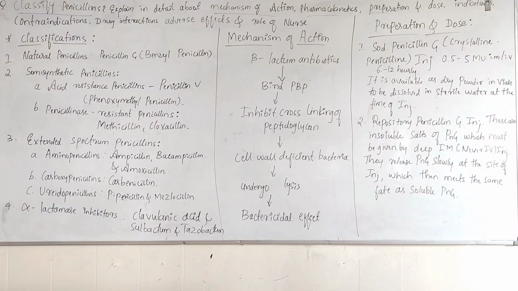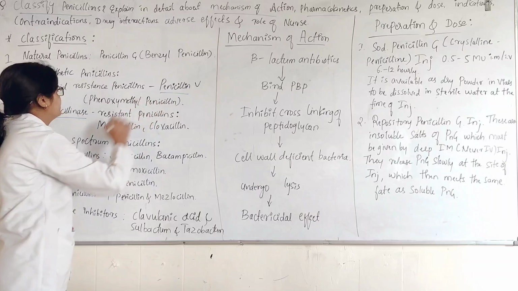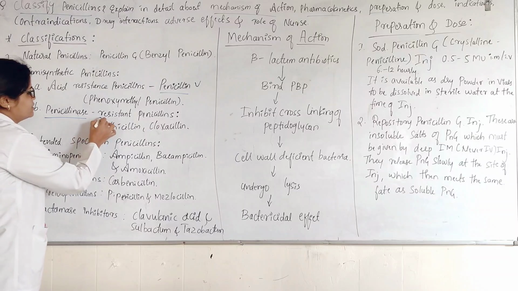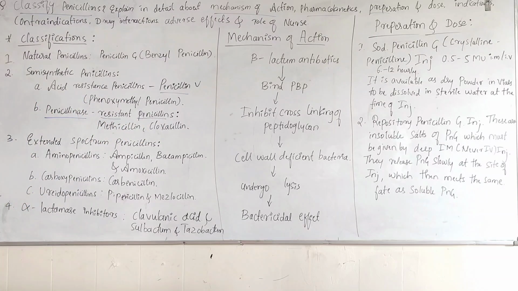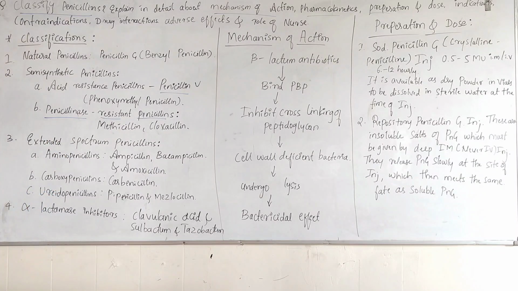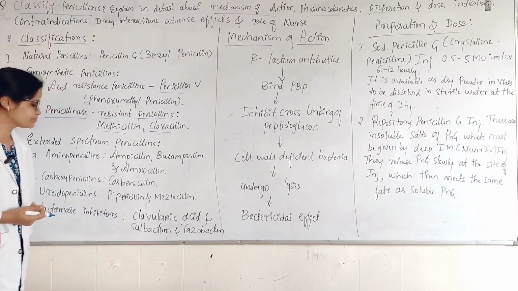And semi-synthetic penicillins are acid resistant penicillins and penicillinase resistant penicillins. An example of acid resistant penicillin is penicillin V, phenoxymethyl penicillin. Examples of penicillinase resistant penicillins are methicillin and cloxacillin.